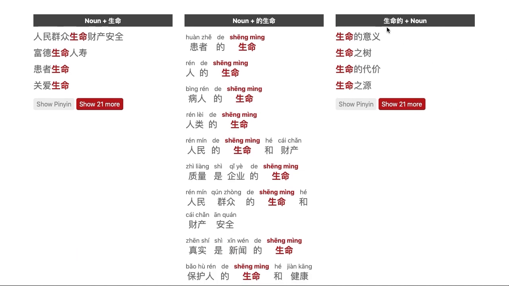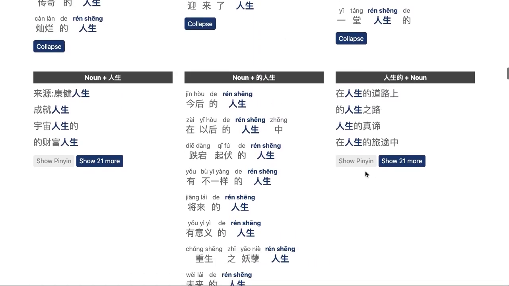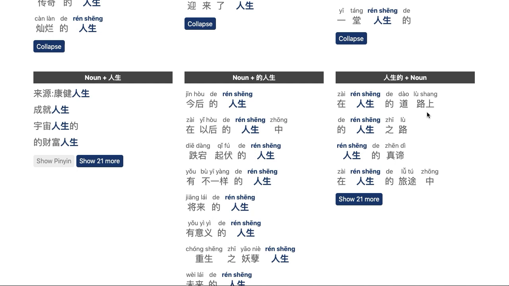And now let's take a look at 生命的 something. We get collocations like 生命的意义, the meaning of life. 生命之树, the tree of life. 生命的代价, the price of life. 生命之源, the origin of life. Right? So the origin of living things, right? The meaning of being alive, these all go with 生命.